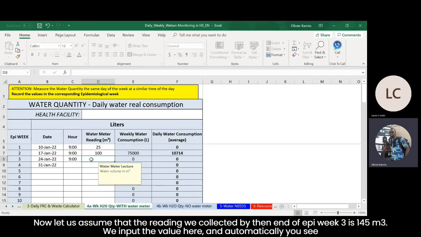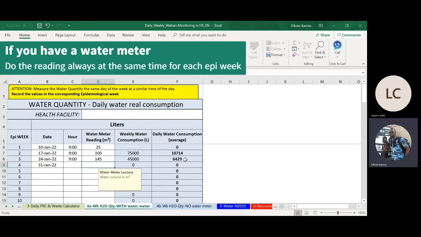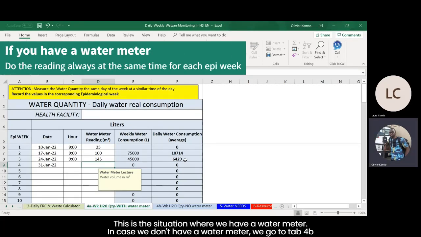So if we take 9 a.m., we should do the readings as much as possible around 9 a.m. Now, let's assume the reading we collected for this water meter at the end of week 3 is 145 meters cube. We input the value here, and automatically you see it's calculated also the daily water which is consumed for the health facility, which is approximately 6,500 liters. This is the situation where we have a water meter.